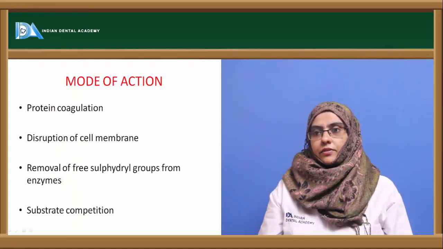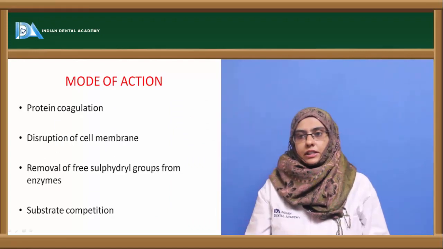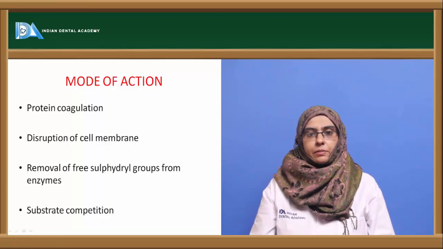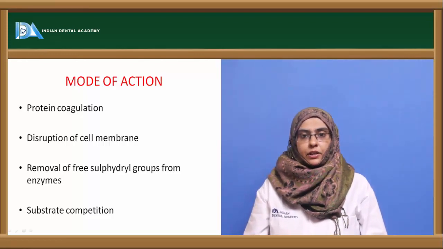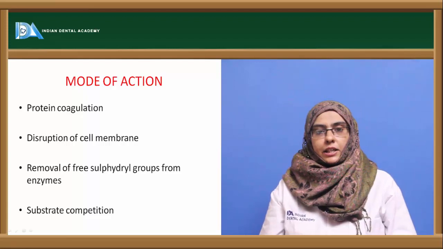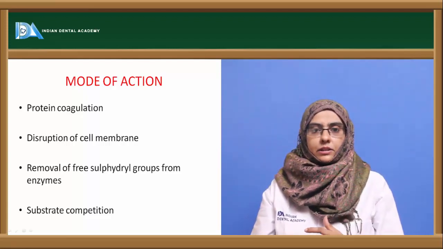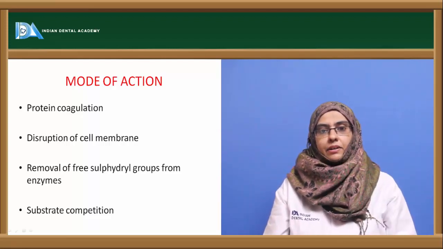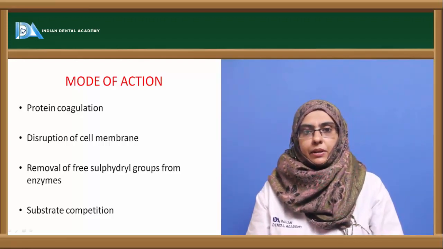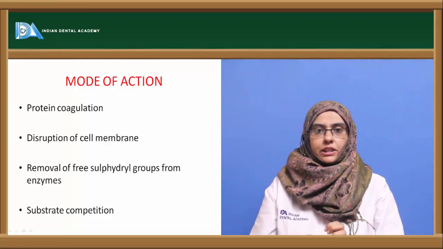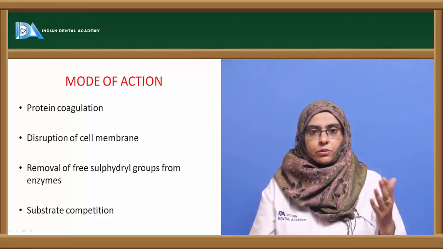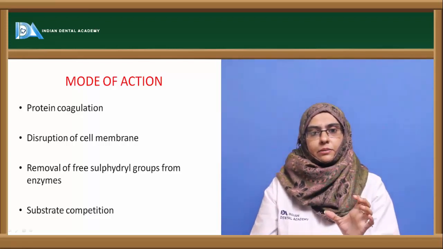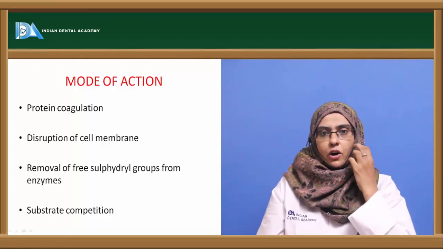The modes of action of this chemical agent are protein coagulation, disruption of cell membrane, removal of free sulfhydryl group from enzyme, and finally they act as substrate competitors. So protein coagulation is they precipitate the protein inside the microorganism so that no longer these proteins are involved in biochemical activities. Apart from that, they disrupt the cell membrane. Cell membrane has a selective toxicity. That means they will allow only certain components to move in and out of the bacteria. So when this semi-permeability is lost, the organism dies either due to plasmolysis or osmolysis.